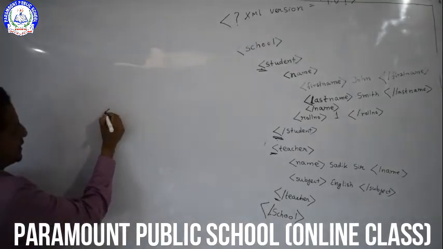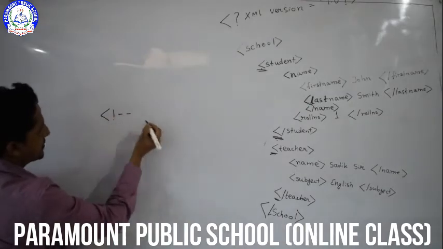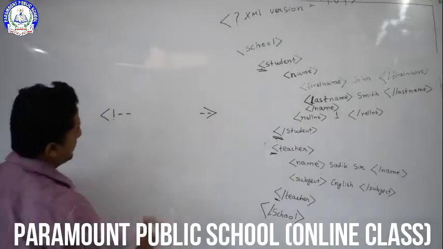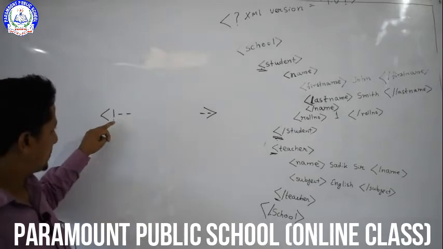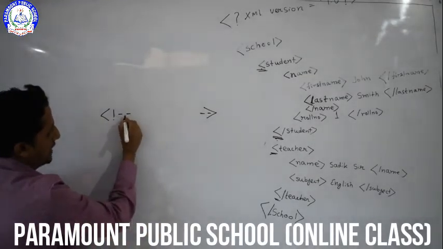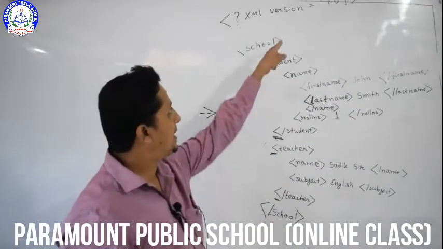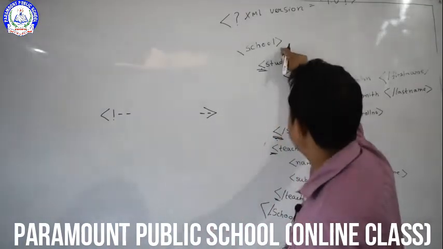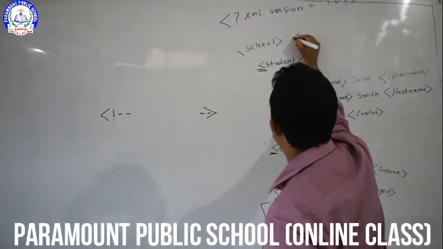A comment in XML, basically we write it like this and close it with this one. When we write a comment, we start with a less than sign, then an exclamation sign and two dashes. For example, I want to give a comment here. I want to make someone understand that this particular line is the root of the XML document structure, so I can write it like this.